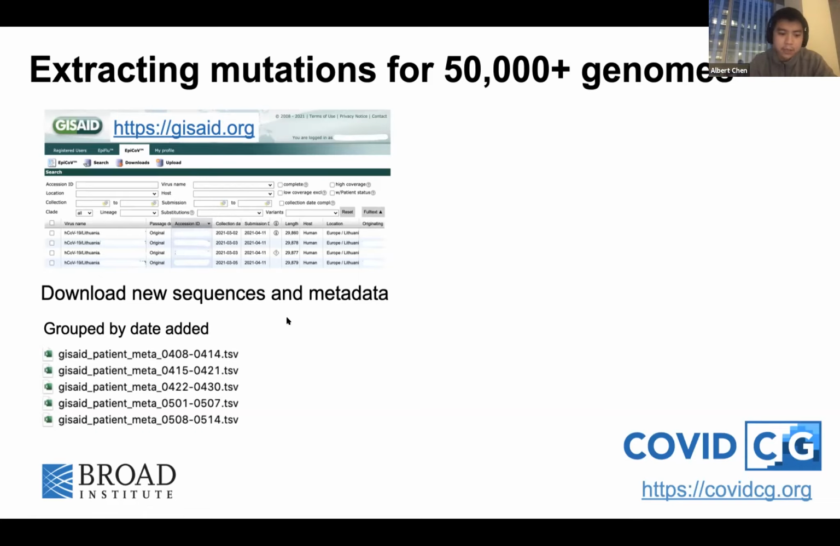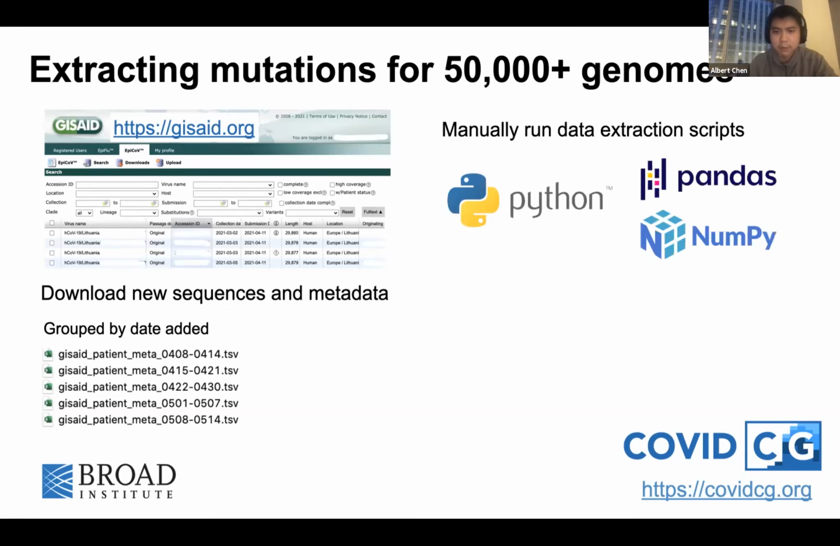Well, I would download these sequences and metadata files, store them locally in my computer. There's no public API for the site, so you just have to do this manually. And then we would manually run extraction scripts from these genomes and aggregate them all into one file.